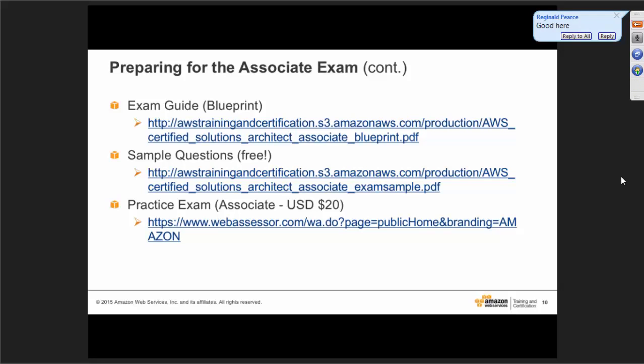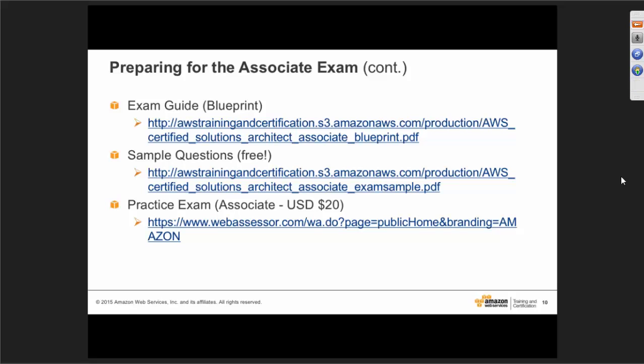Let's see. There is further than this, and it doesn't show up on here, and I think it actually doesn't show up in the slides. There is an exam guide which was published by AWS, and there is only one published exam guide from AWS for an AWS exam, and that's for the Solutions Architect Associate exam.